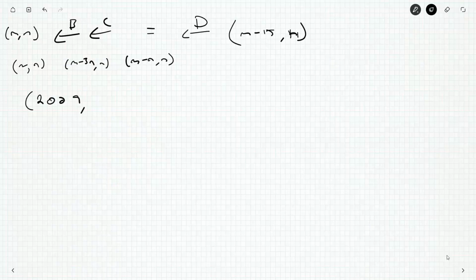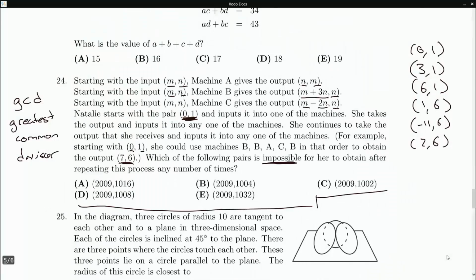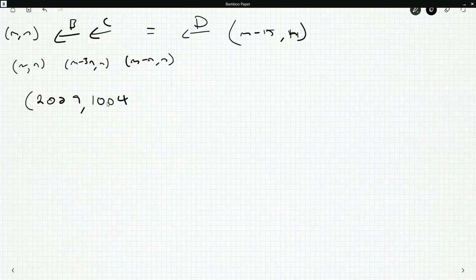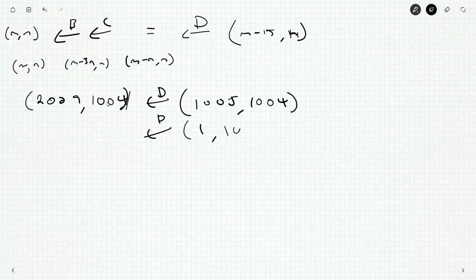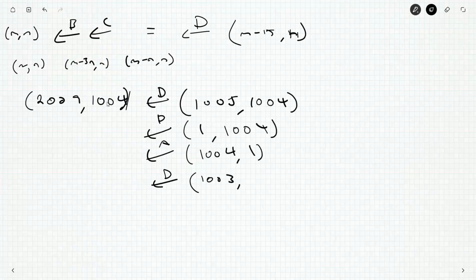So 2009, what's the next one? So B, 2009, 1004. Okay, and now I can use 2 D's. I'll do it kind of slow here to get down to this stage. I'll swap it so the big number is up front. And now I can use a D again. Remember, a D is just shorthand for me doing B and then doing C, so I don't have to write so much. So doing another D, I will just subtract off 1.